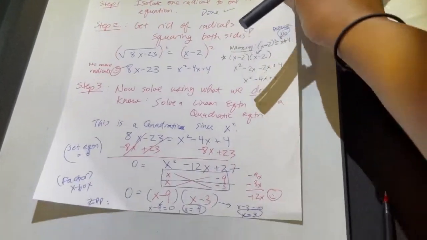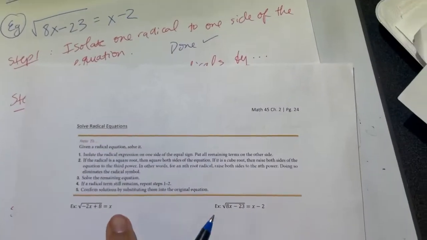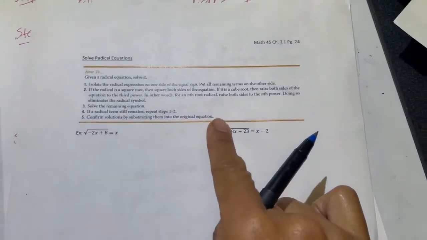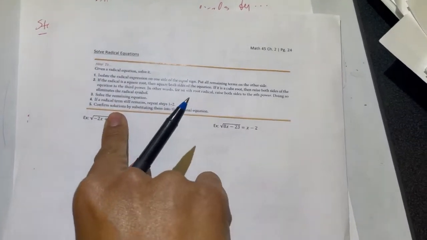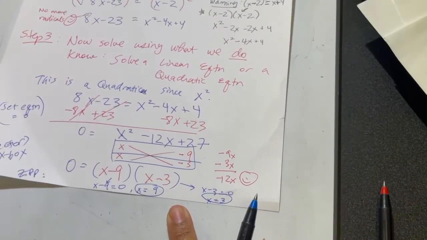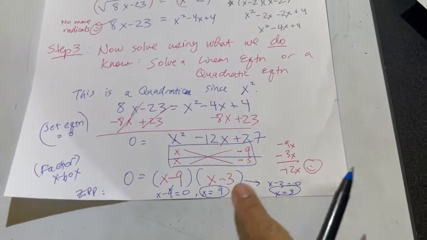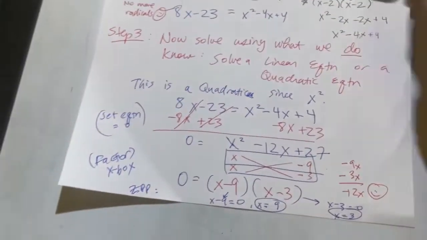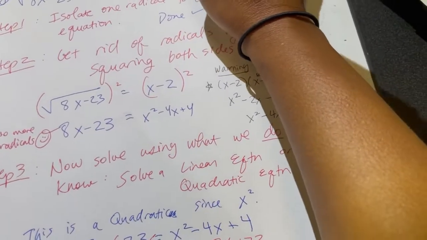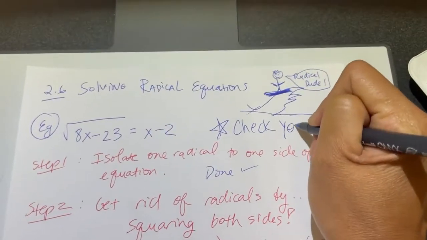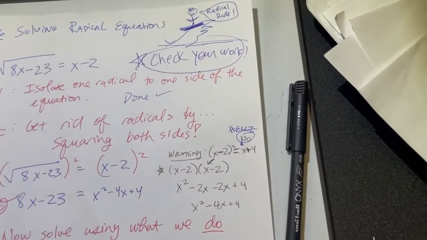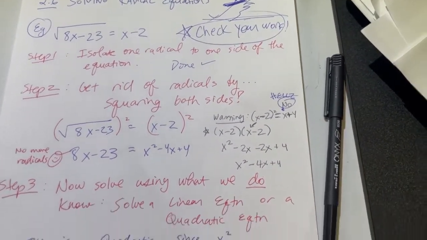Okay, so one last step with this that we have to be really careful of is that we must check our work. So if you see this here, confirm the solution by substituting them into the original equation. This is super important because if you don't check your work, you might get the wrong answer, because there are times where you plug one of these numbers in here and it doesn't work even though you did the math correctly. So really important is check your work. Okay? And in this case, it's going to work.